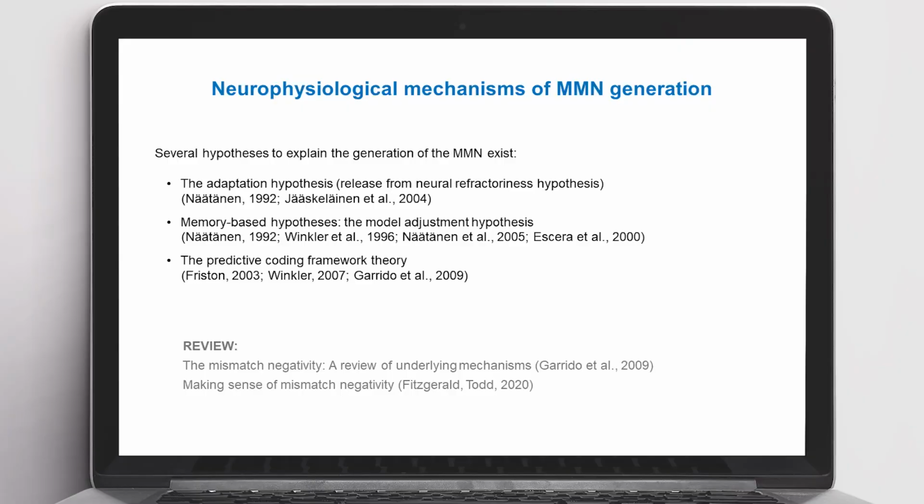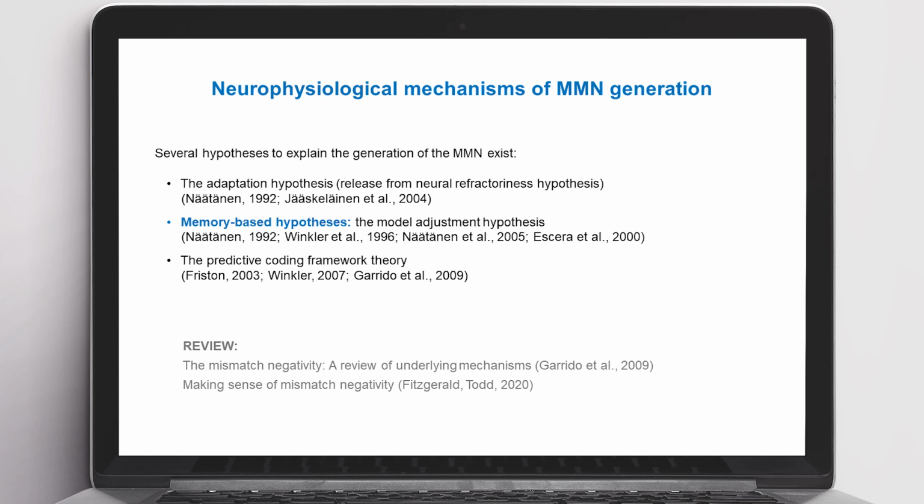Currently, there are several competing hypotheses regarding the mechanisms underlying the generation of mismatch negativity. According to the adaptation hypothesis, mismatch negativity is the result of local adaptation of neurons at the level of the auditory cortex. With regular presentation of the same sound signals, the neural elements of the auditory cortex become less sensitive, which causes a weakening and delay of the sensory response in the structure of the evoked potential.